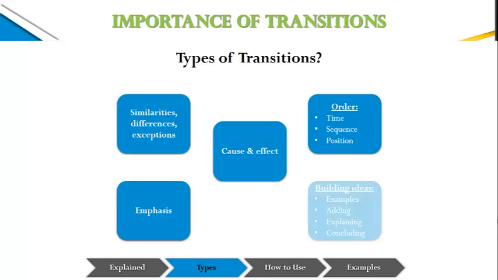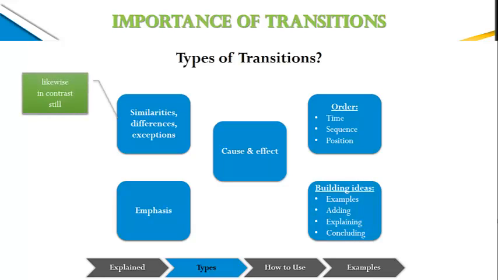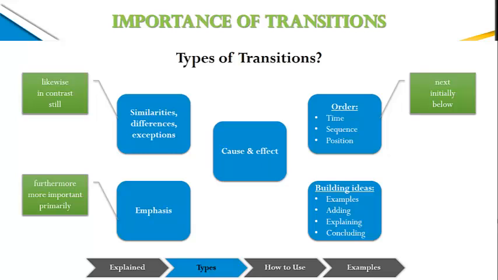So at the top left, we have similarities, differences, and exceptions. Some examples there might be likewise, or also, in contrast, on the contrary, still, however. At the bottom we have emphasis, so it could be furthermore, more important, primarily. Top right we have order. This could be time order, like next, the day after, later. We could have sequence, so initially, or a simple order like first, second, third. We could have position in the paper, so below I will discuss, or above I mentioned.